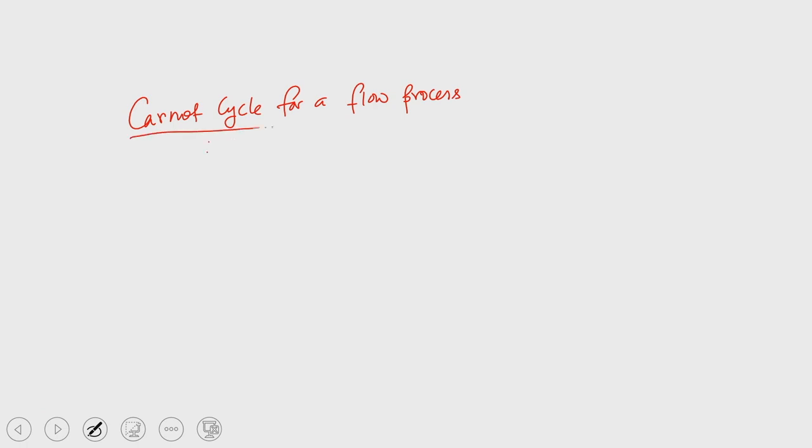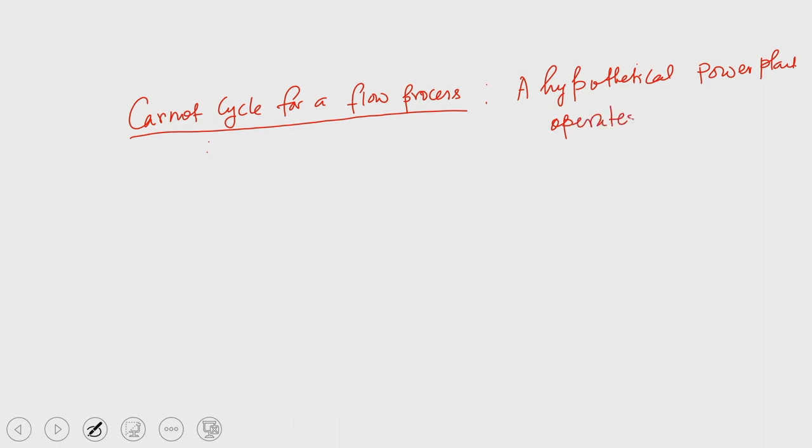This is nothing but a hypothetical power plant that operates on the Carnot cycle. So this is the case.